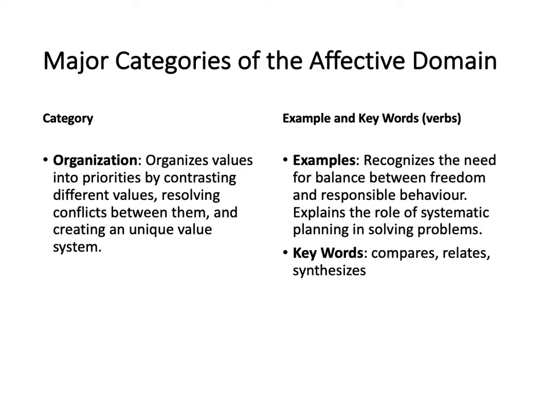Organization: organizes values into priorities by contrasting different values, resolving conflicts between them, and creating a unique value system. Examples: recognizes the need for balance between freedom and responsible behavior. Explains the role of systematic planning in solving problems. Keywords: compares, relates, and synthesizes.